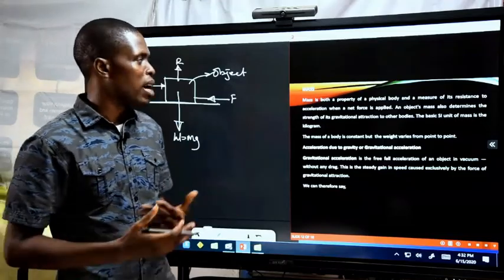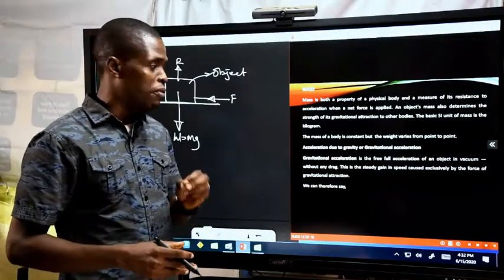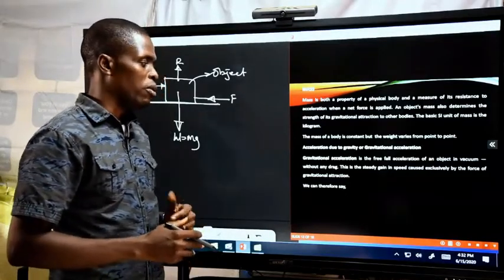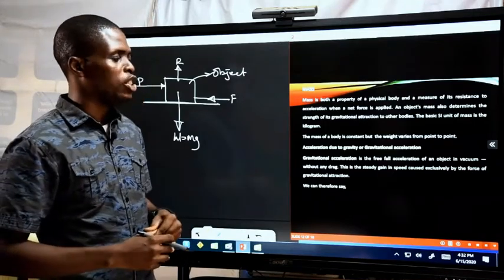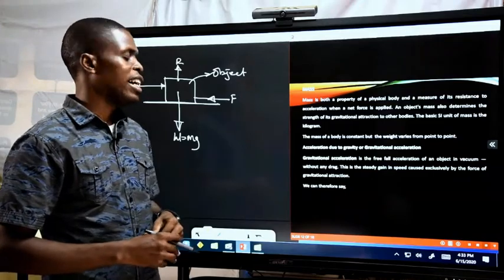Now, the term mass is both a property of a physical body and a measure of its resistance to acceleration. So mass is the quantity of matter in a body. Okay? So we talk about the term acceleration due to gravity. Acceleration due to gravity, or what we call the gravitational acceleration, is the free fall acceleration of an object in a vacuum without any drag or force. And this is a steady gain in speed caused exclusively by the force of gravitational attraction.